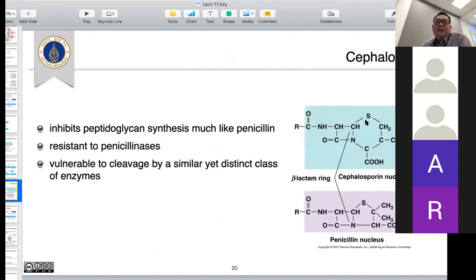Okay. This is another group of penicillin called cephalosporin. Cephalosporin is also a beta-lactam, but you see a different side chain, okay, a different side ring. So this also resists penicillinase. Okay, that's the thing.